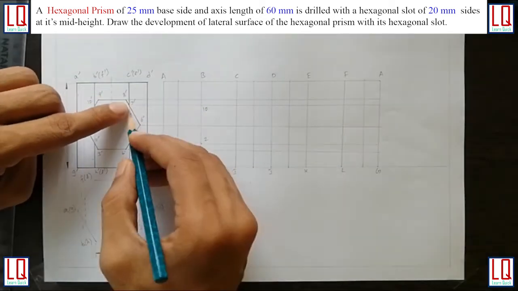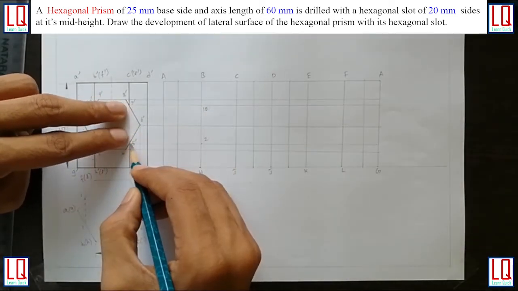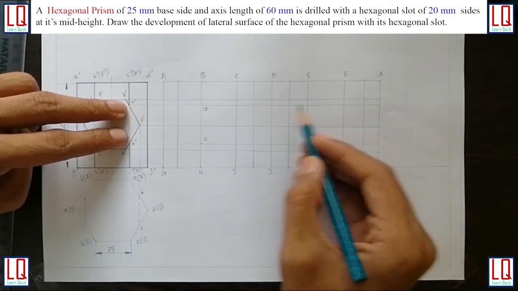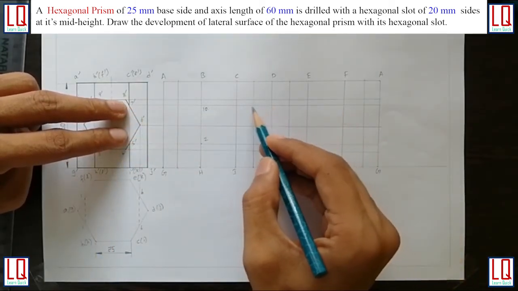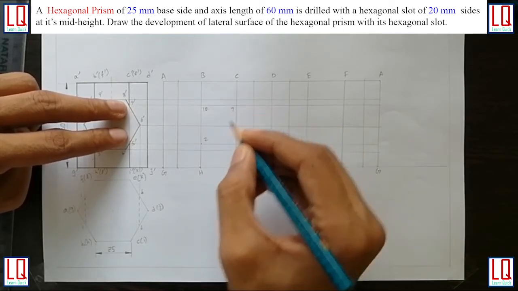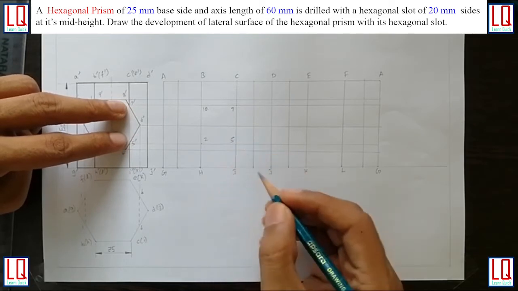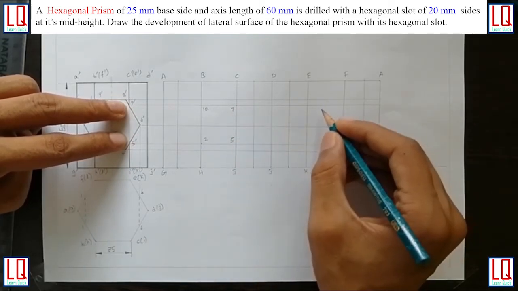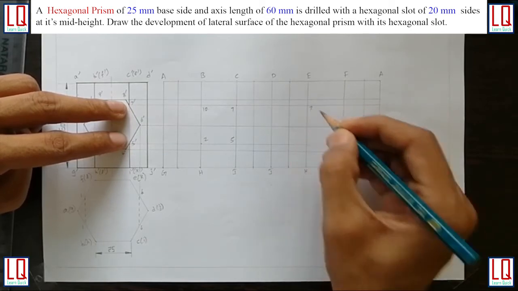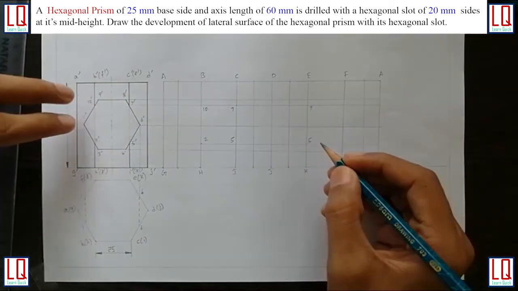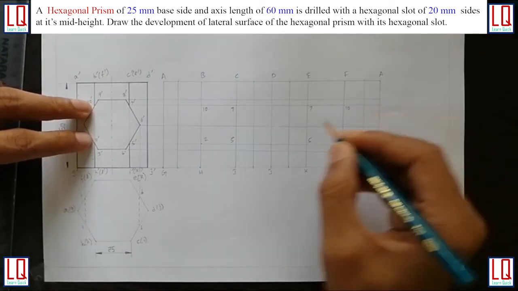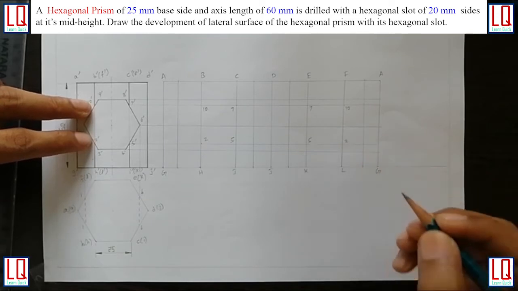Next 7 and 5 are the actual edges. So I will carry over to the respective edges C and E. Here I have 7 and here I have 5. Similarly these 7 and 5 are available for E and K. Similarly this 10 and 2 are available for FL also. So this point is 10 and this point is 2.